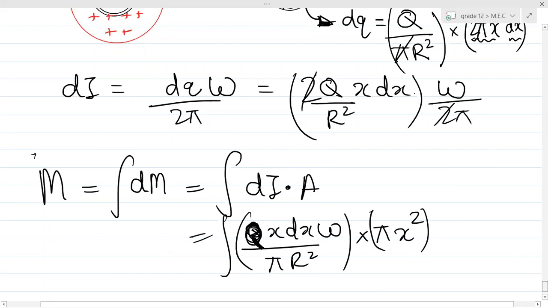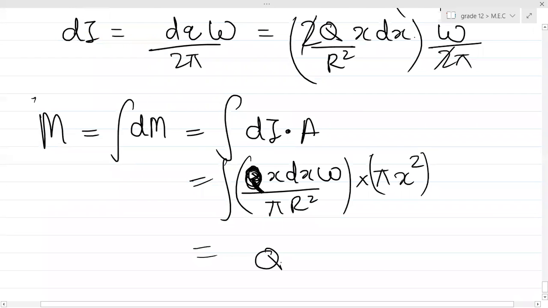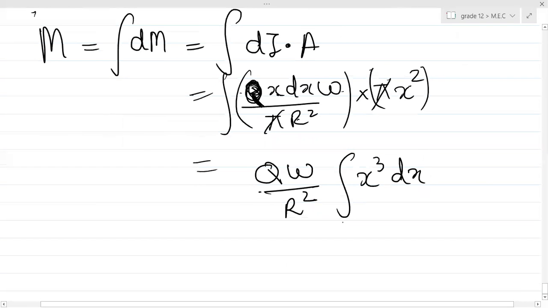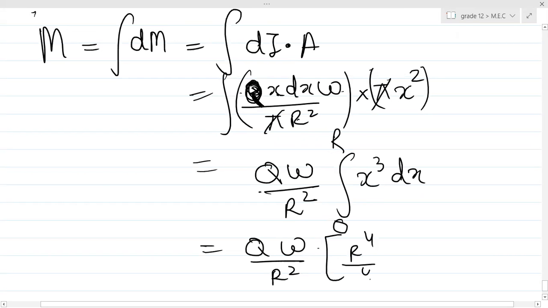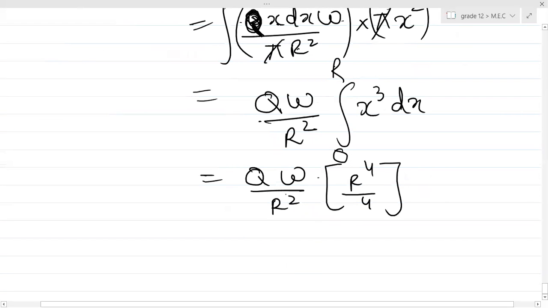And then we are integrating it. Q omega, pi gets cancelled. R square comes out. Q omega by r square comes out. X square becomes x cube, so this will be x cube dx, and the limits will be from 0 to r. So when you solve this, you will get q omega by r square into r to the power 4 by 4 minus 0, and r square will cancel with this, giving 1 by 4 q omega r square. So this is the magnetic moment.